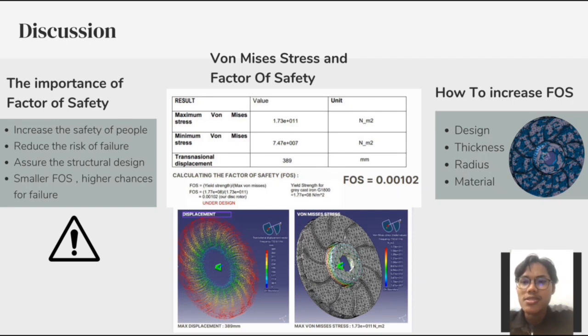The factor of safety for this brake rotor is 0.00102, which is under design due to the minimum requirement for the factor of safety of a brake rotor, which is more than 1.5. In order to increase the factor of safety for this brake rotor, we can adjust its design, thickness, radius, and material. That's all from me.